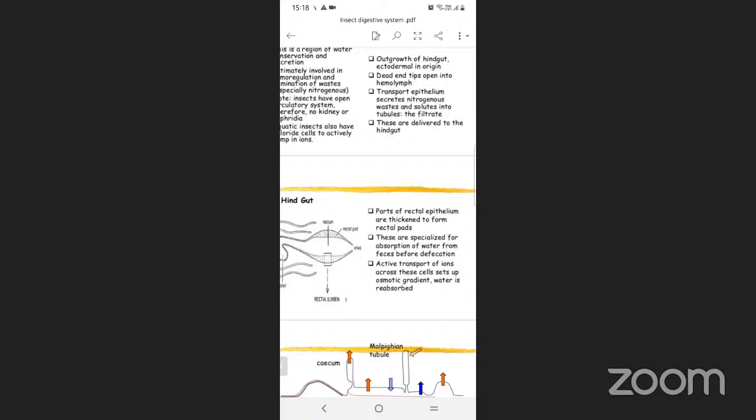Whatever food they take as feed, the moisture content is present, and from that they reabsorb the water and are able to live. So parts of the rectal epithelium are thickened to form rectal pads. These are specialized for absorption of water from feces before defecation. Active transport of ions across these cells sets up an osmotic gradient, and water is reabsorbed.